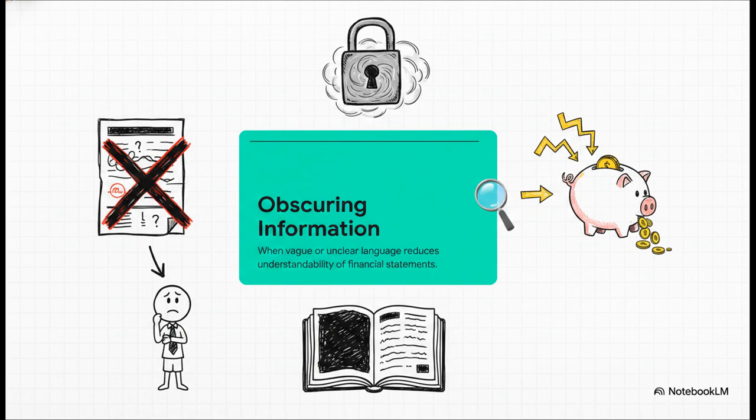The standard says information is obscured if the language used is vague or unclear. By failing to specify exactly which section of the statement the gain or loss hits, their vague wording essentially hides the true financial presentation and impact from primary users. They might as well have just omitted it entirely.